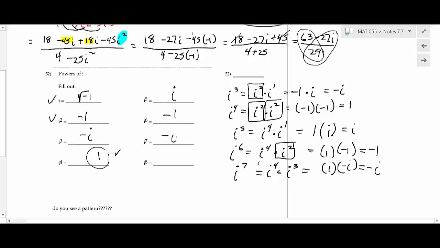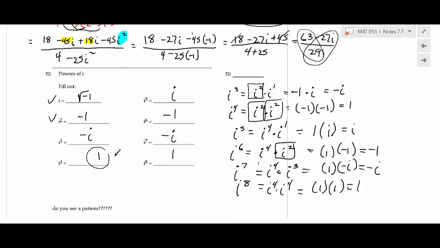What happens on these things is they rotate in groups of 4, so the next one predictably would be 1. I'll go ahead and do that: i to the 8th is really i to the 4th times i to the 4th, and that's just 1 times 1, so it's equal to 1. So these things go in patterns of 4 forever, infinitely. If you're doing a power of i, you're either going to get i, negative 1, negative i, or 1. These are kind of conjugates too: negative 1 and 1, i and negative i. They have a plus and minus on them.